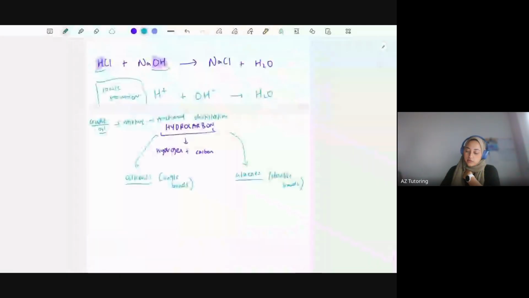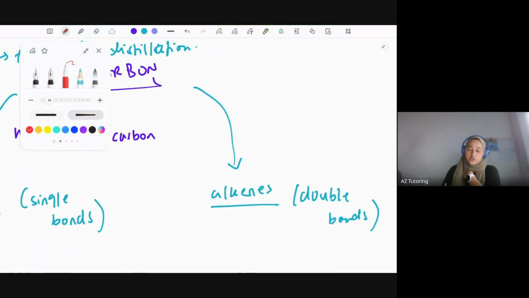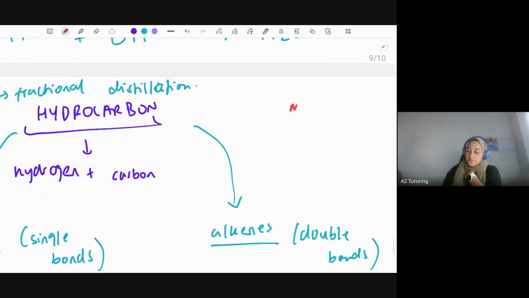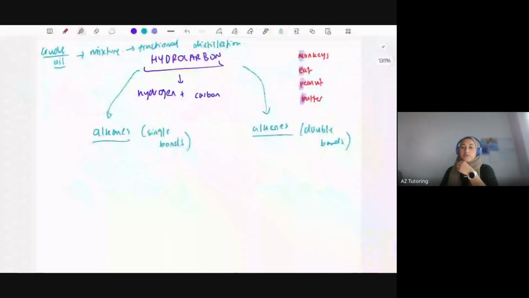And the way we name them, well, there's a mnemonic that I've remembered. I'm just going to put it up here. You don't have to use this mnemonic. You could come up with your own. But I've used this since GCSE and it's still there. So monkeys eat peanut butter. So we've got MEPB. Okay, so the M stands for meth.